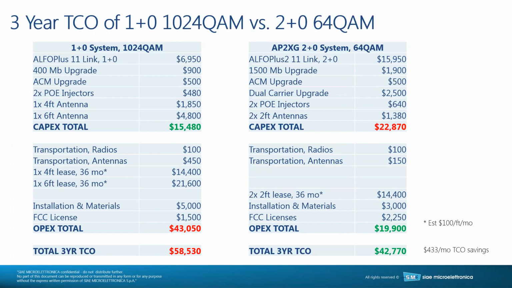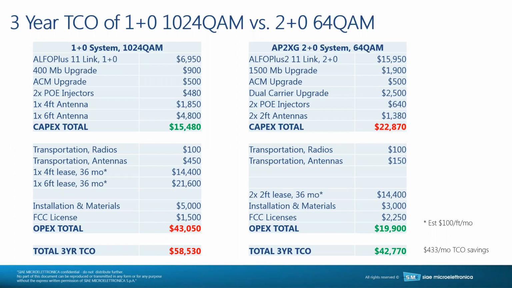You've got to transport those radios. You've got to get them from MBSI out to your site. You've got to transport the antennas. Larger antennas are certainly going to cost a little more to transport. If you're leasing space on a tower, we're assuming $100 per month per foot of antenna size, not including any cables on that. And then you've got some installation materials, and of course, here in the U.S., the license fee for this would be about $1,500. So you're looking at a 3-year TCO of just about $58K.